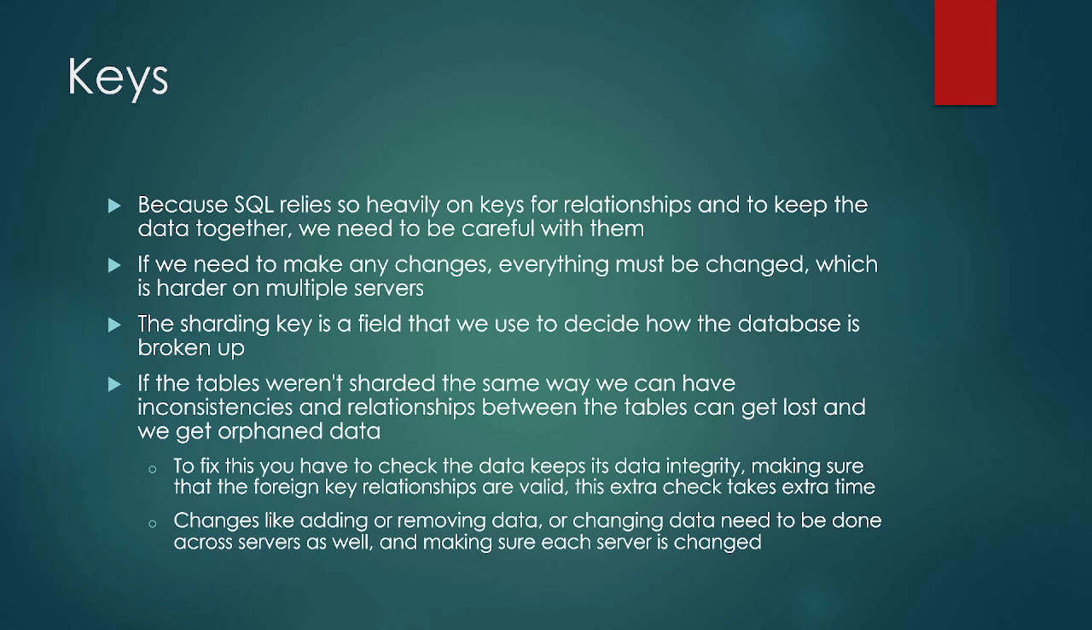If we are making changes, everything has to be changed, which is harder. Like, if you go talk to the minions and you say, actually, this email address needs to be this instead of that, you have to make sure that all of the minions have that message. And it can take a while to get through all of the little minions. If the tables weren't sharded in the same way, we can also have inconsistencies and problems where the relationship is no longer specified correctly. And then we can end up with lost and orphaned data.